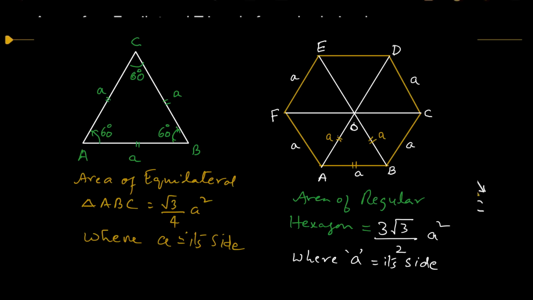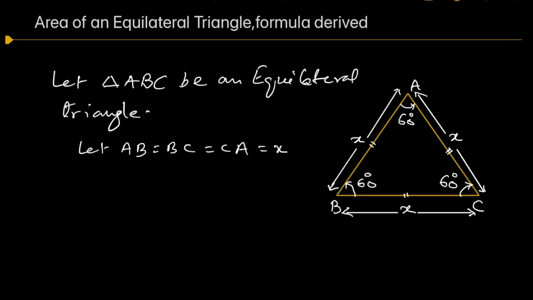Let triangle ABC be an equilateral triangle. Let the length of each side be x. Now we shall try to find out the area of this triangle, the formula to find the area of this triangle.